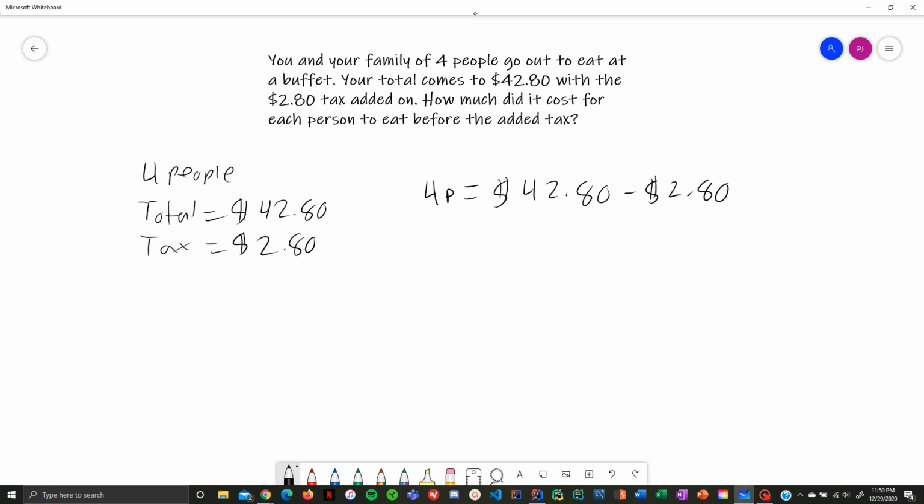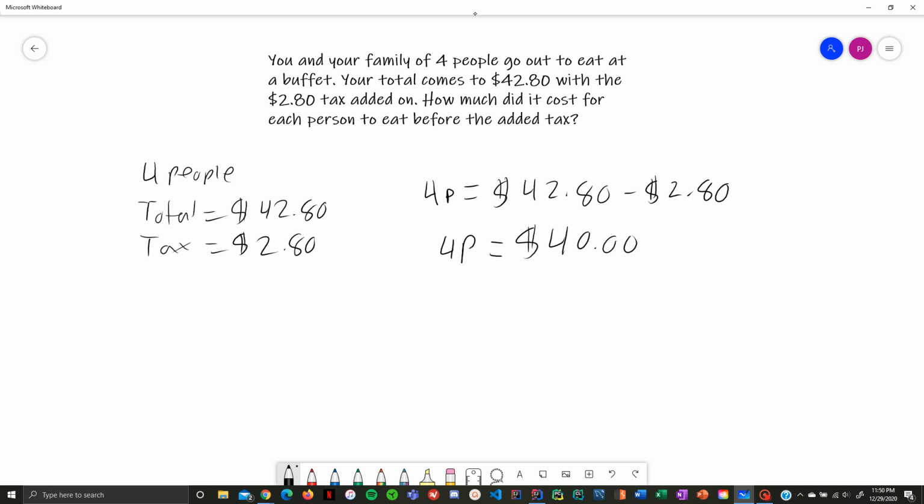So we know that $42.80 minus $2.80 is actually going to be equal to $40. Nice, even $40. And so what we have so far, after we bring down the 4 P's, we can tell that, well, for 4 people to eat before the tax was added on cost $40. So now we have to think, well, what can P be? P is what we are using to represent the price for each person.